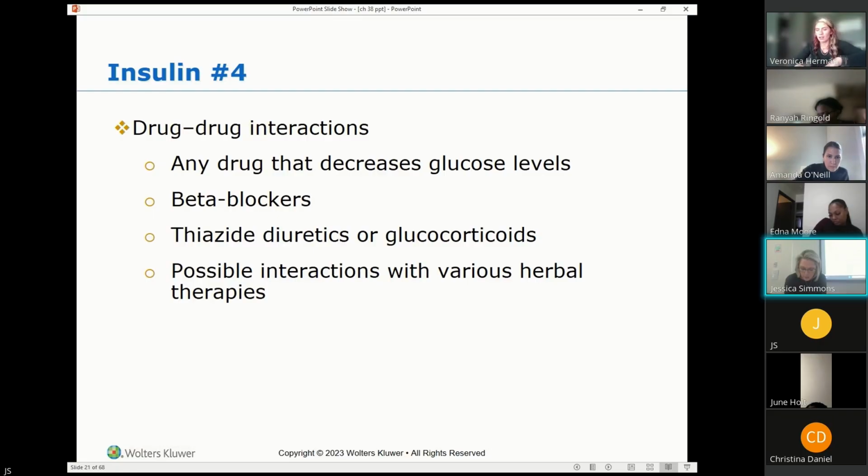Patients may need higher doses of insulin if they are also using thiazide diuretics or glucocorticoids. Patients should also be warned about possible interactions with various herbal therapies. Insulin is a medication that often requires frequent titrations and monitoring due to multiple drug-to-drug interactions.